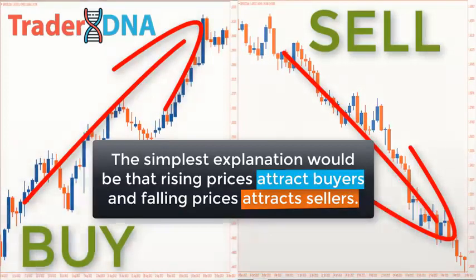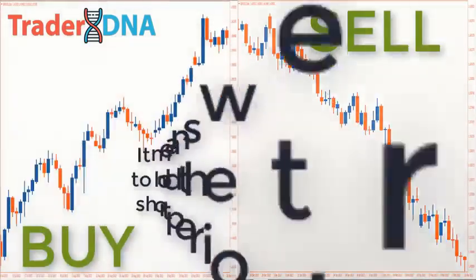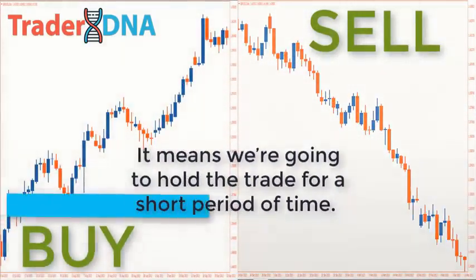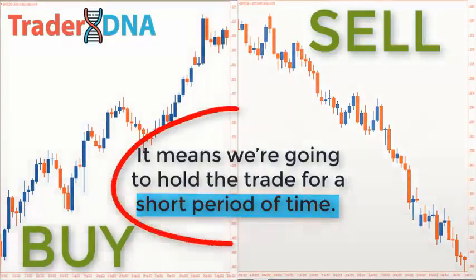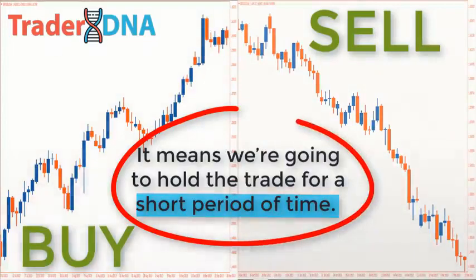Pretty simple, right? Using a momentum indicator strategy, it means we're going to hold the trade for a short period of time, anywhere between a few minutes and up to a few days. Basically, the best momentum trading strategy runs until the momentum dries out. So, we only want to concentrate on the relative strength of any instrument.